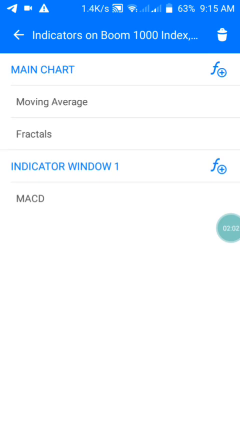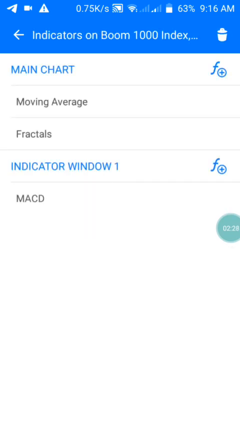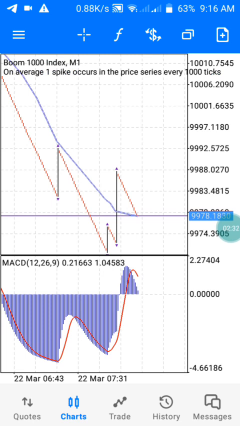In my indicator window 1, I have my MACD there. For its parameters, the fast EMA is 12, the slow EMA is 26, and the MACD SMA is 9. I have apply to open. I have my style in blue color and red color. You can also choose any color that is best for you. With these settings, that's how you will have this strategy on your main chart.